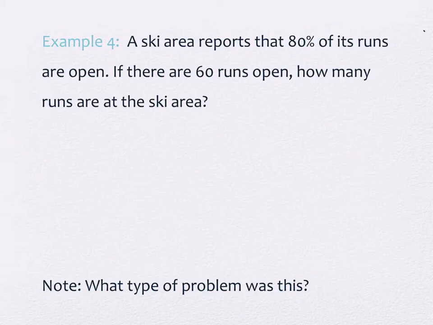Okay, let's try another one. A ski area reports that 80% of its runs are open. There are 60 runs open. How many runs are at the ski area? Again, the proportion setup is super friendly because half of it is something over 100. I don't care whether you put it on the left or the right, by the way. What number goes above our 100 here?